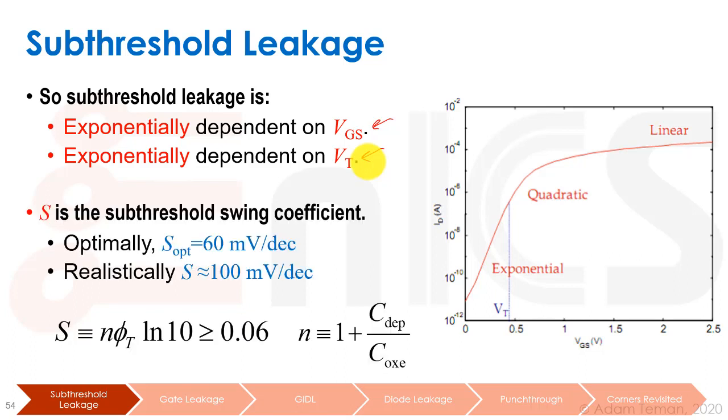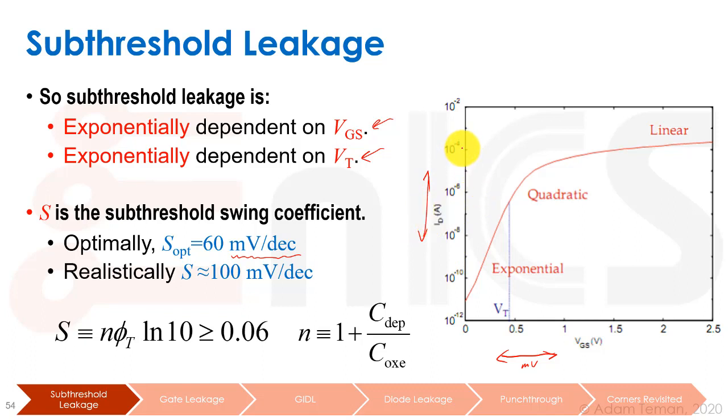Okay, and S, we defined it as the subthreshold swing coefficient. Now, why did we define it like that? S is given in the metric of millivolts per decade. So what does that mean? It means how much we move along this x-axis, which is in volts, right? So this is in millivolts. How many millivolts we have to move along this x-axis to actually change decades in the y-axis.